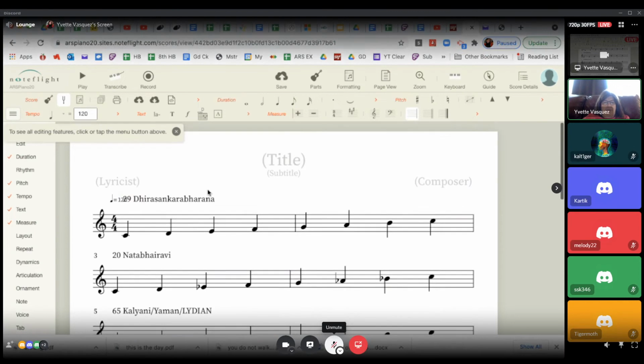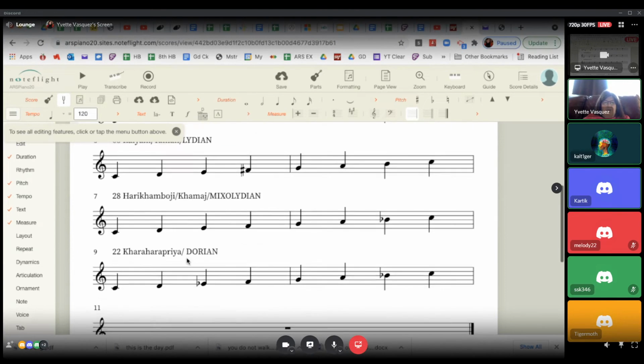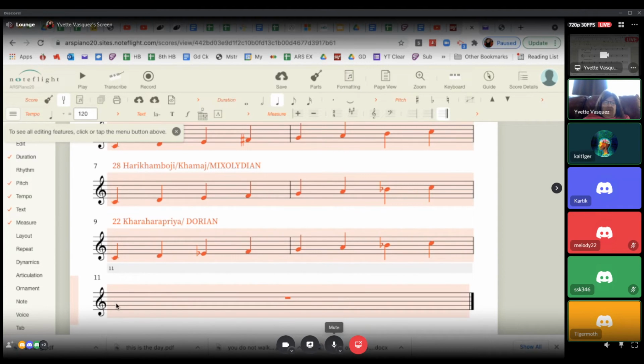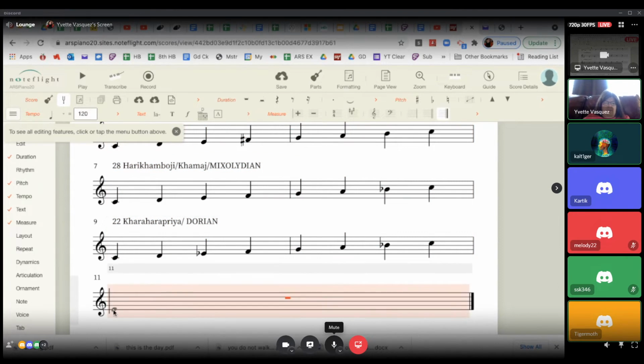So maybe I need to put major scale here. Minor scale here. It's fine. Yep, that's good. Lydian mode, Mixolydian mode, Dorian mode. Let's do the Phrygian mode. I need to put it in. Hindustani names again. The first one is Bilawal. 29 is Bilawal. Okay.